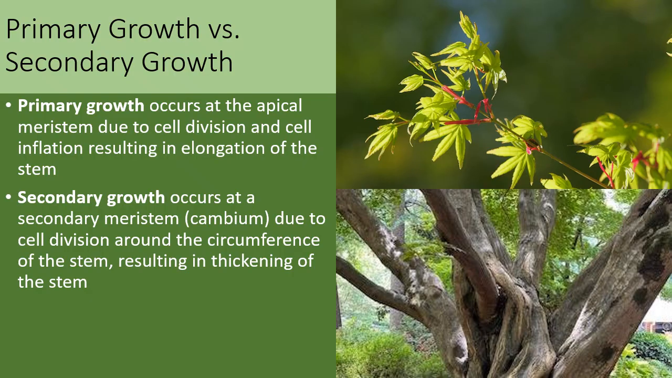Primary growth. Secondary growth occurs at a secondary meristem called cambium that wraps around the circumference of the woody stem, and that is going to basically produce new layers of wood and bark, and that's going to result in a thickening of the stem. We'll see exactly how this process occurs as we move forward in a little bit more detail.